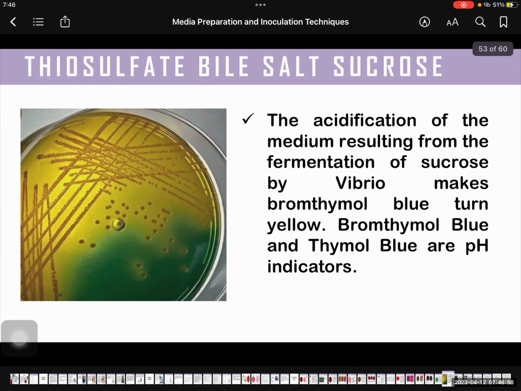Let's get back to you on that. But one very good example of a Vibrio species that is capable of fermenting sucrose is Vibrio cholerae.